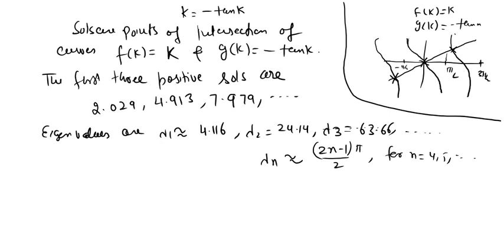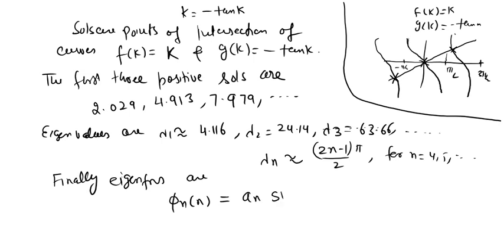So these are the eigenvalues. So finally, the eigenfunctions are phi n x, a multiple of some constant. So the solution is sine kx, so sine under root lambda n x, where n is 1, 2, 3, and so on. So we have solved the homogeneous problem.